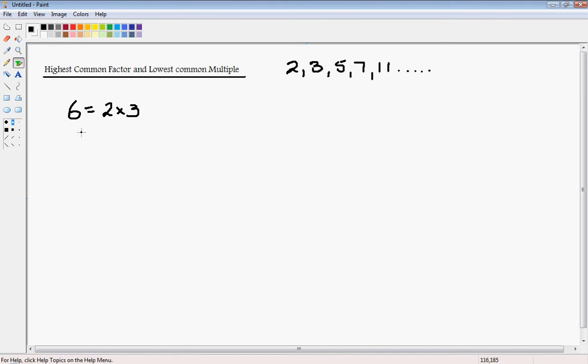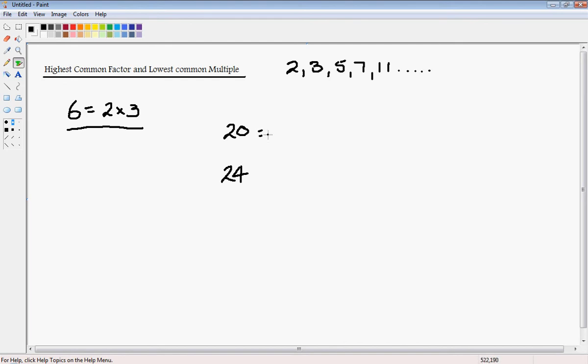Okay, so we did this during the class. So a typical sort of question would be, what would be the highest common factor and lowest common multiple, say, of 20 and 24?